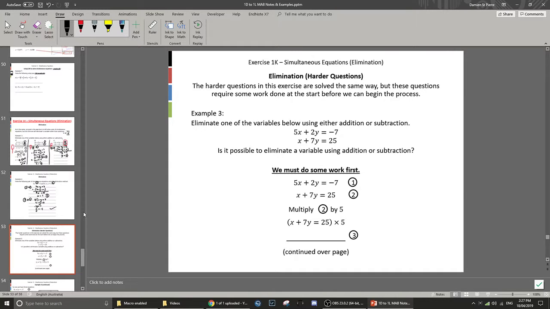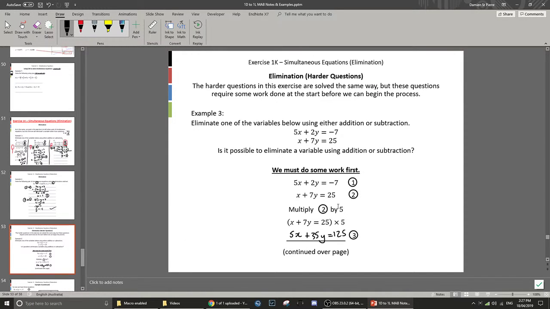So x plus 7y equals 25, times by 5. That's going to give me 5x, plus this will turn into 35y, and 25 times 5 is going to be 125. This is a new equation, equation 3. That is equivalent to 2, so I can use it in the simultaneous equations.